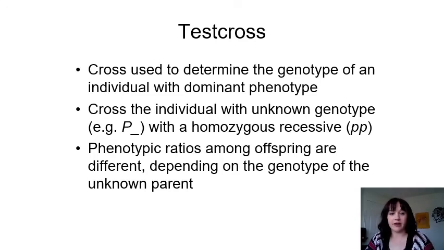And so you can say, all right, we don't know if you are homozygous dominant or if you are heterozygous. Let's cross you with something and see what your offspring look like, and that will reveal to us what you are. Right? And so you're going to take the individual with the unknown genotype and you're going to cross it with a homozygous recessive. Right? Then you're going to look at the ratios of the offspring phenotypes.